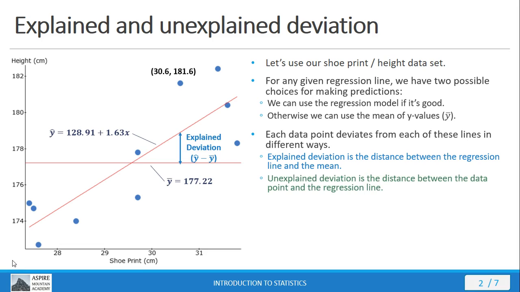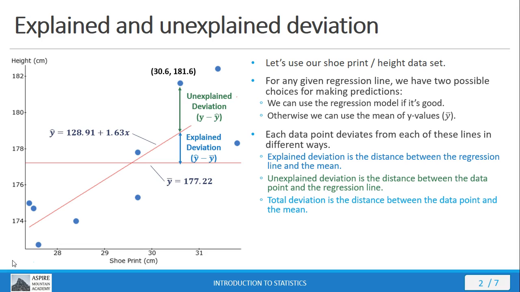Contrast that with unexplained deviation. That's going to be the distance between the data point and the regression line. So here we've got an unexplained deviation, and it's called unexplained because, again, we know where the regression line comes from, but we don't know why our prediction is off. We don't understand why the actual position of the data point is off the regression line. So there's a portion there that's unexplained, and that's why this deviation is called unexplained deviation.